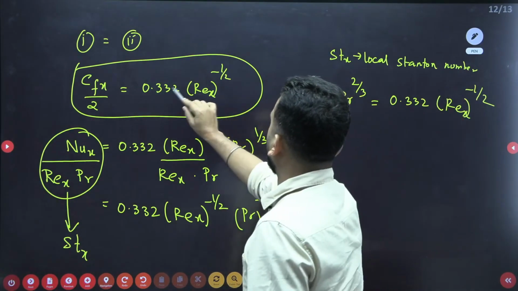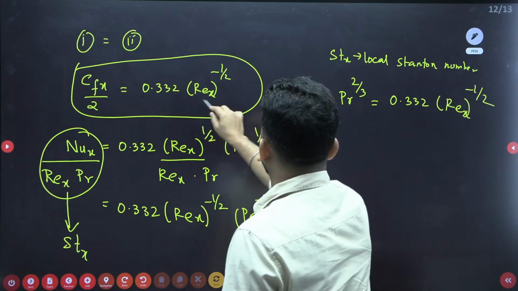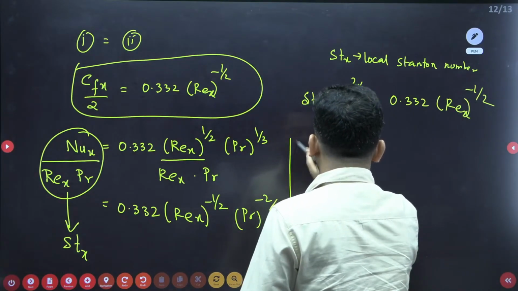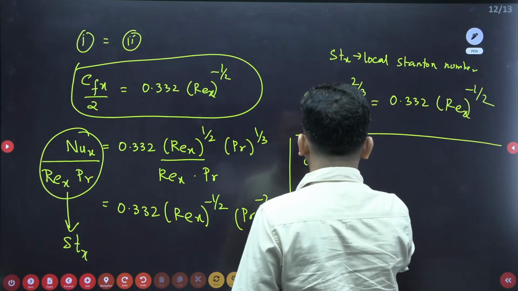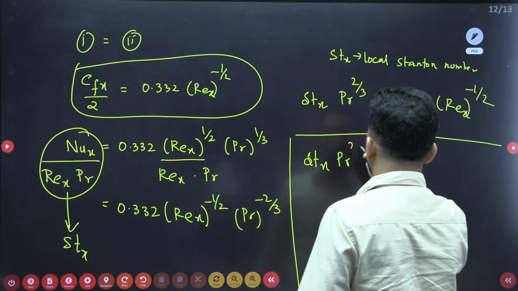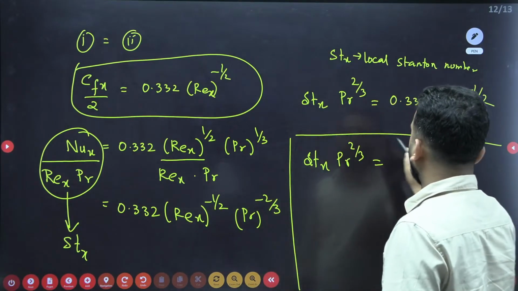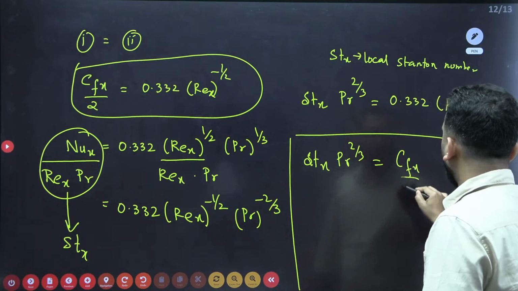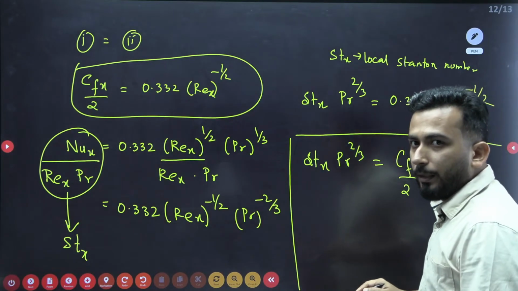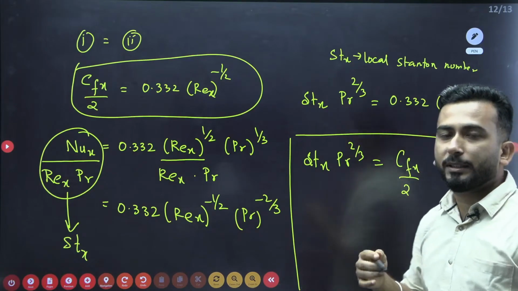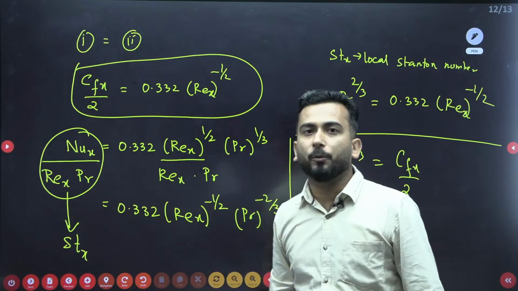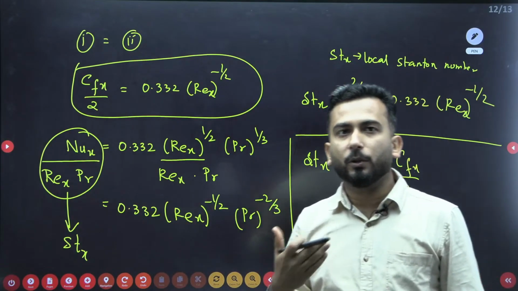So from fluid mechanics, this right hand side and over here the right hand side are the same. So what can I say? I can say that Stanton number x into Prandtl number to the power 2 by 3 is equal to Cf_x by 2. Now Cf_x is the thing which is coming from fluid mechanics, and Stanton number is representative of what? It is representing your heat transfer.